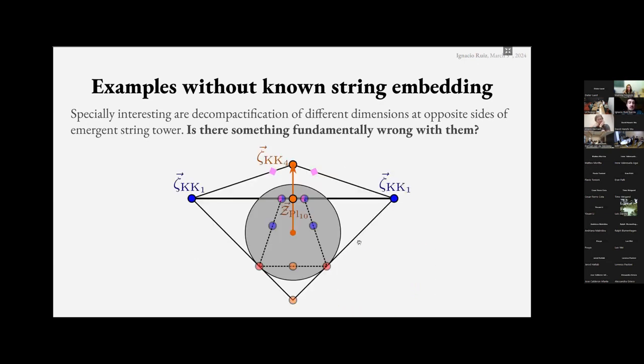to, if you recall, the 10-dimensional polytope featuring the compactification limits, because if we start with this and we decompactify to 10 dimensions, what we get is this polytope. So maybe there's something fundamentally wrong with both of them, or they are just some unknown corner of the string landscape, in these two cases, okay?